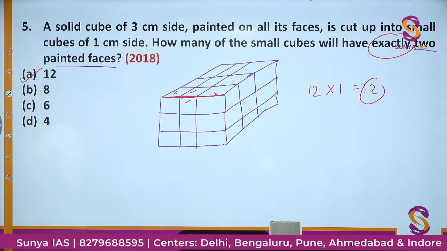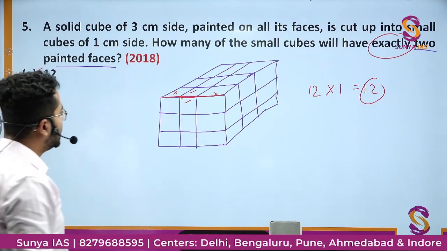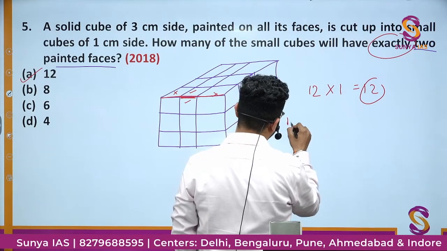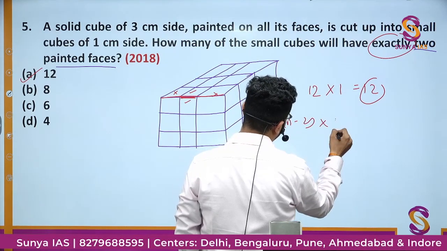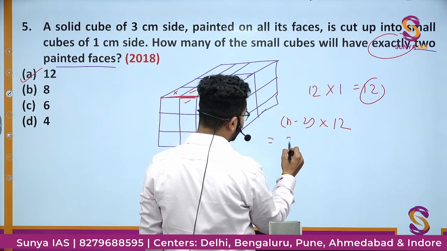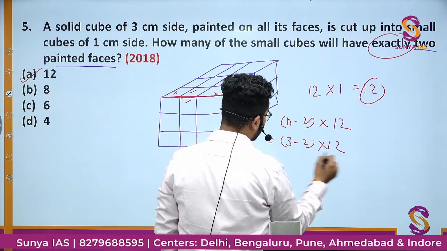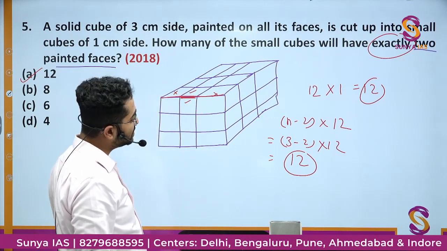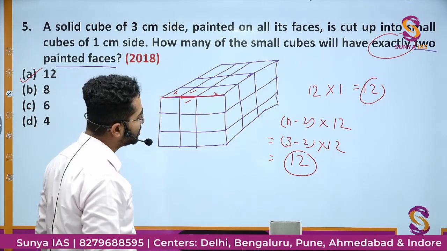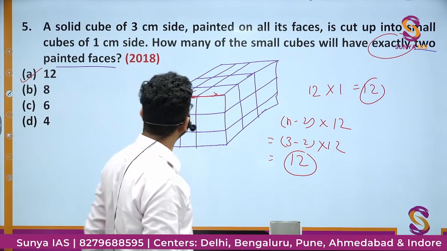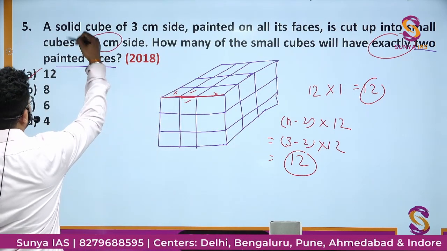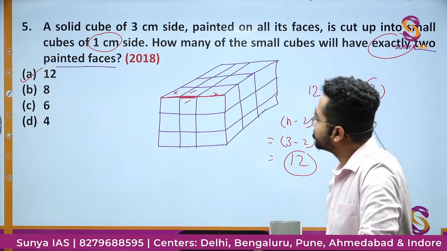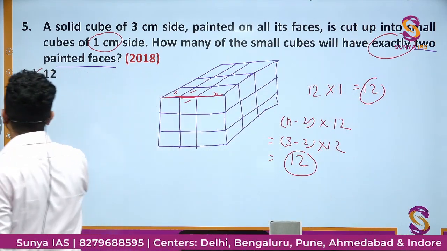कोई डाउट इसमें? इसका फॉर्मूला भी होता है, टू फेस वाले का: n minus 2 into 12, n is 3, 3 minus 2 into 12, 1 into 12, that is 12. So from formula also you are getting the same answer, but formula लगाने की हर बार जरूरत नहीं होती है, and this formula is applicable here because the smaller cubes of side 1 centimeter have been cut. Okay, any doubt? Okay, so we will move on to the next question.